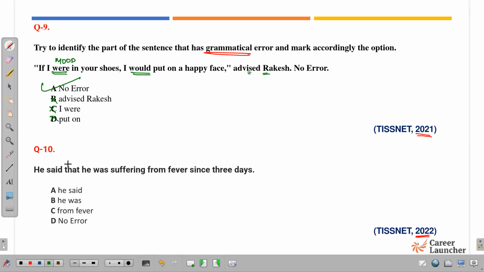He said he was. So this is a reported speech, also called indirect speech. So there's no need of punctuation marks. Okay, he said that he was suffering. Now problem is, he said that he had been suffering since 3 days, because this is definite time. So how can I use a continuous form without a timeline? So what is wrong? He was. So B has the error.